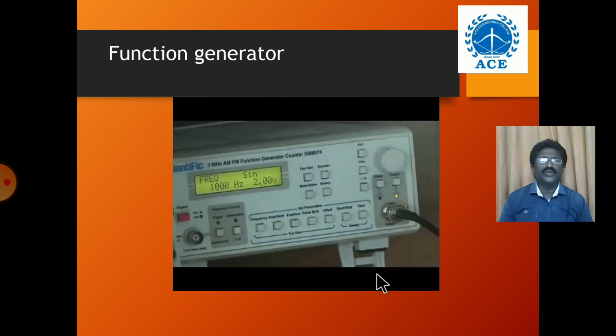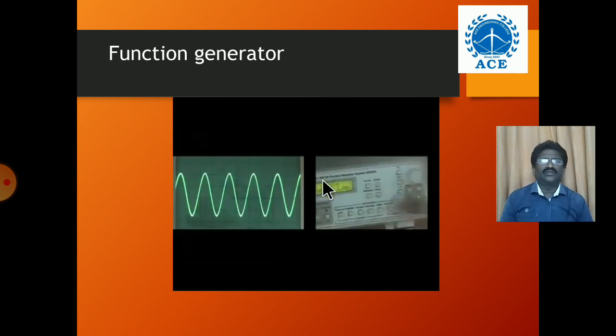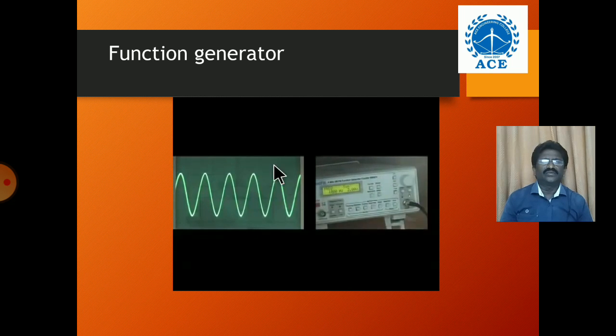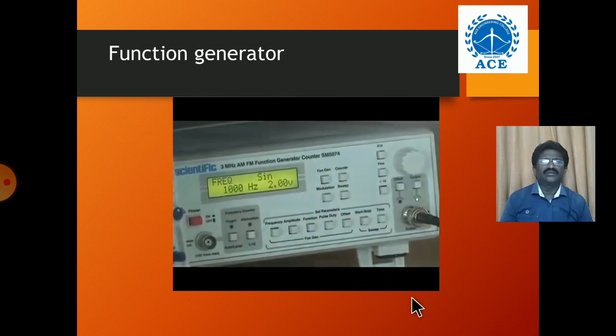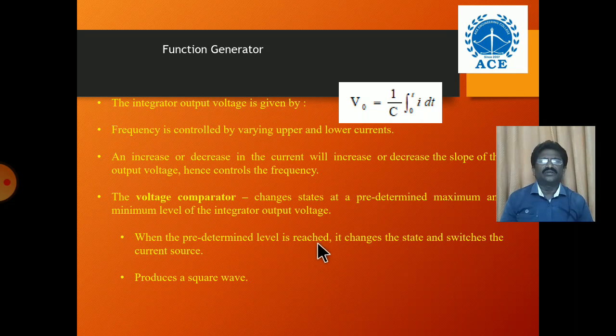So this is the operation of the function generator. Here we are discussing how you will finally get the waveform. This apparatus is called the function generator, which is used to generate signals.